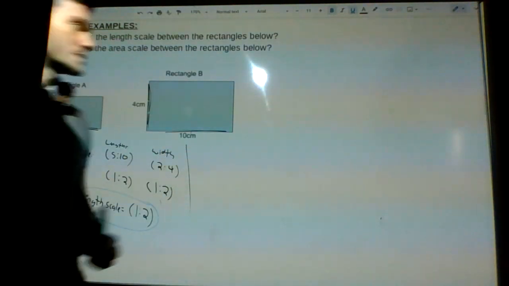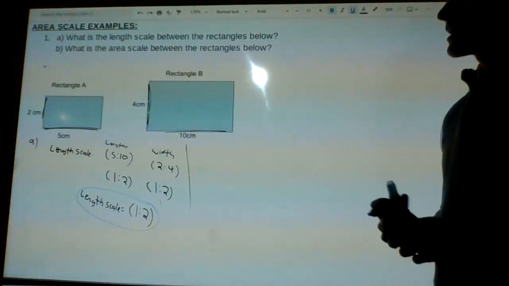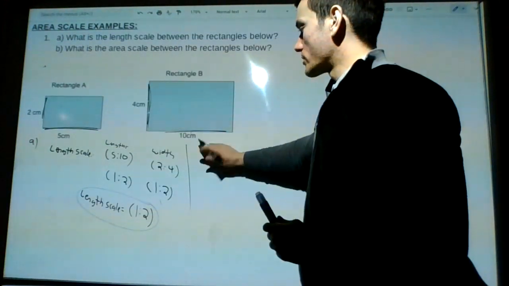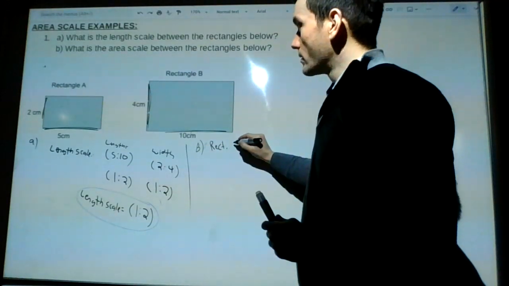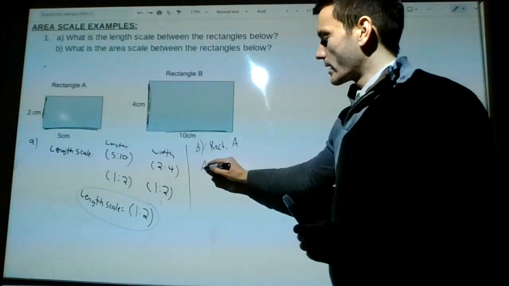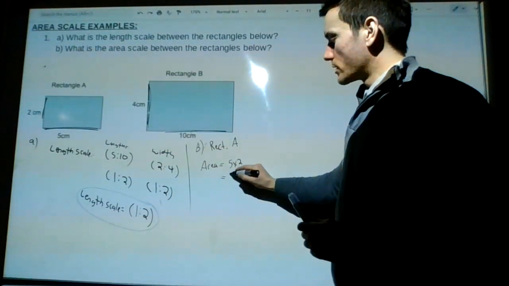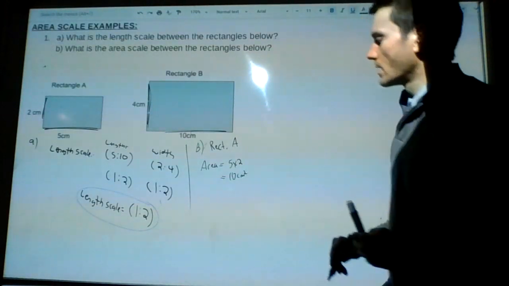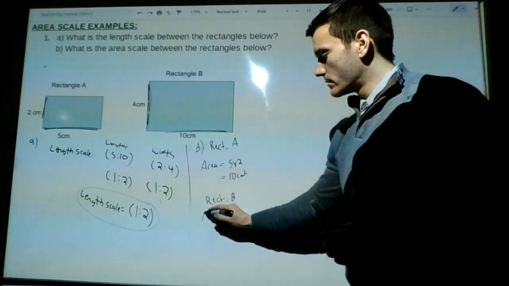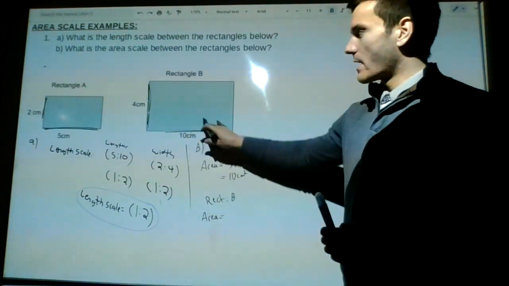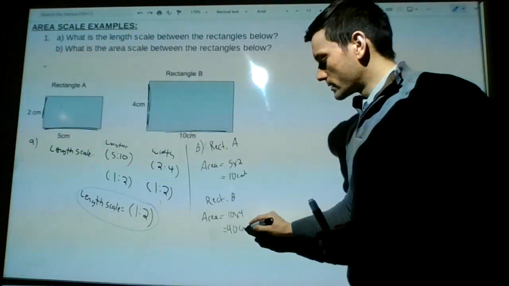The next question says, what is the area scale between these rectangles? So let's compare the areas. So this is question B. We'll say rectangle A area is going to be 5 times 2, which equals 10 centimeters squared. Let's just right away compare that with rectangle B. So in rectangle B, the area is 10 times 4, which is 40 centimeters squared.